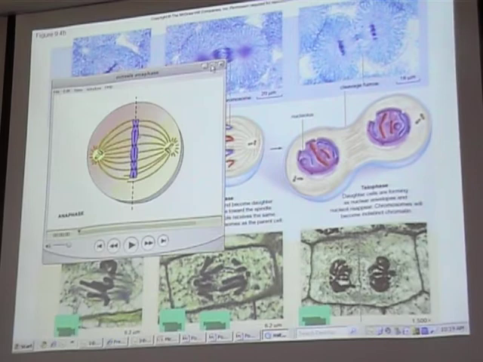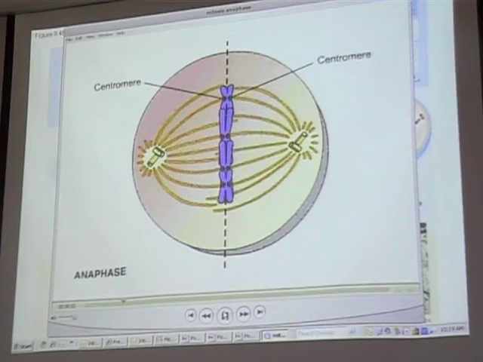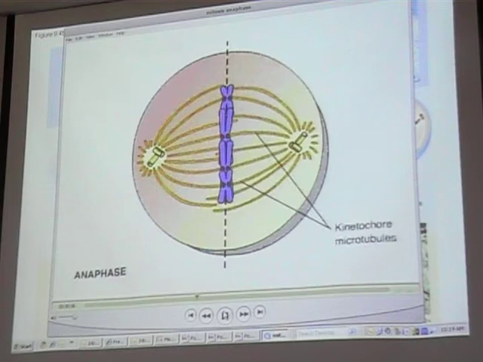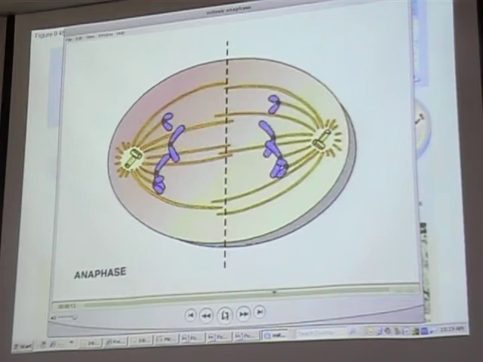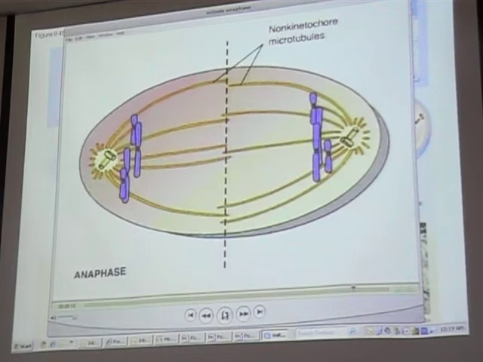More video footage of anaphase. Anaphase begins when the two centromeres of each chromosome come apart, separating the sister chromatids. The kinetochore microtubules shorten, pulling the chromosomes to opposite poles. At the same time, non-kinetochore microtubules lengthen, pushing the two poles farther apart and elongating the cell.